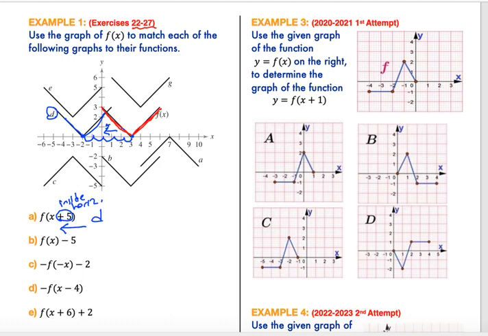Part B, f of x minus 5. The change is outside, so minus 5 means go down. How many units? 5 units down. Starting from this vertex, go 5 units down: 1, 2, 3, 4, 5. So here I am. I shift this given function f of x 5 units down. So I got B.